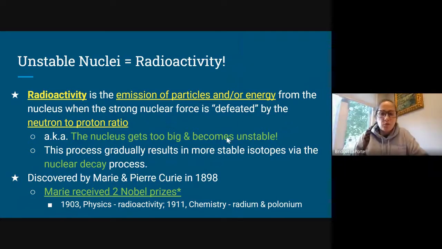So again, key things, notice what's in green there and yellow to be highlighted. Bottom line with radioactivity is the nucleus is just too big. There's too many neutrons compared to the number of protons. And so it can't hold on.